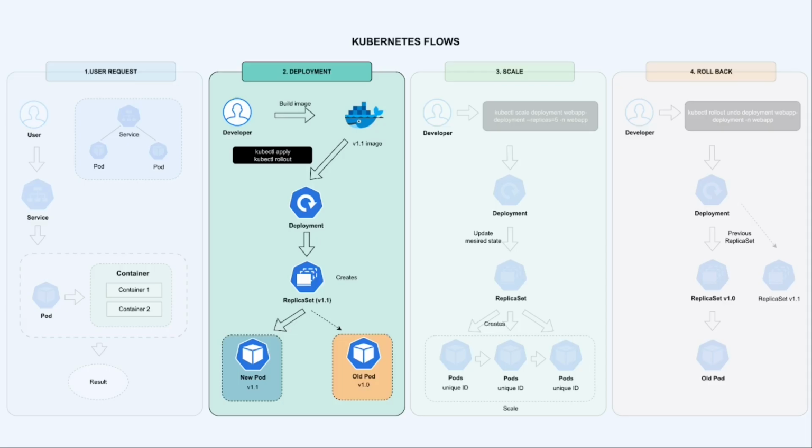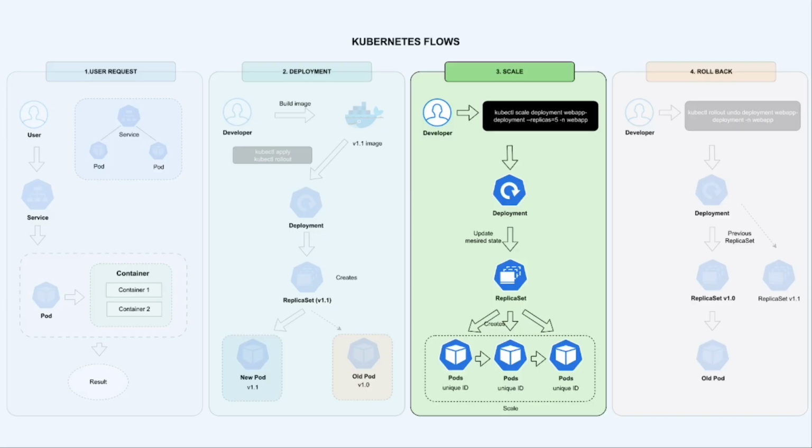Once the image version changes, Kubernetes automatically creates new Pods running the new container image. At the same time, Kubernetes gradually replaces the old Pods with the new ones. This process is called a rolling update. Because the update happens gradually, the application continues running without interruption. In short, the developer builds a new image, updates the Deployment, and Kubernetes automatically creates new Pods with the updated application.